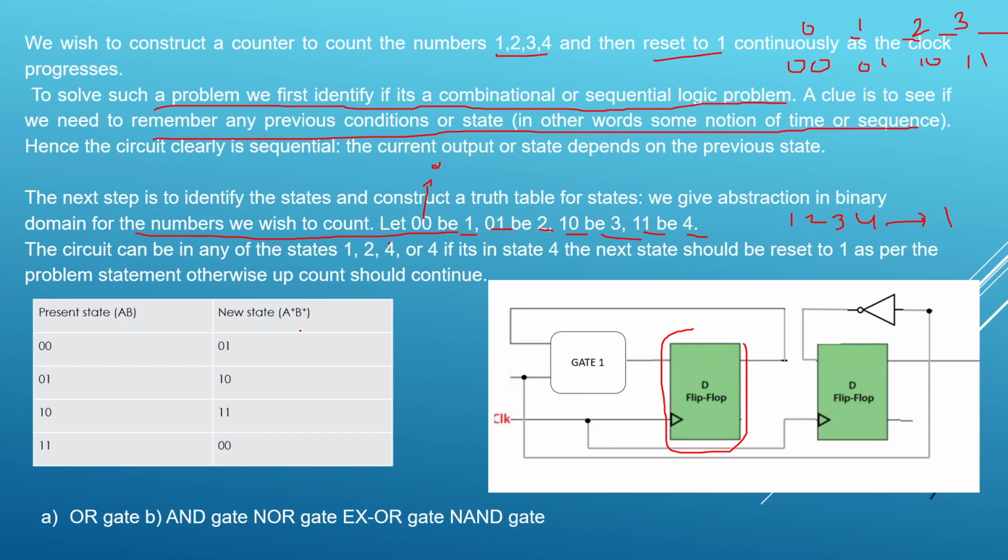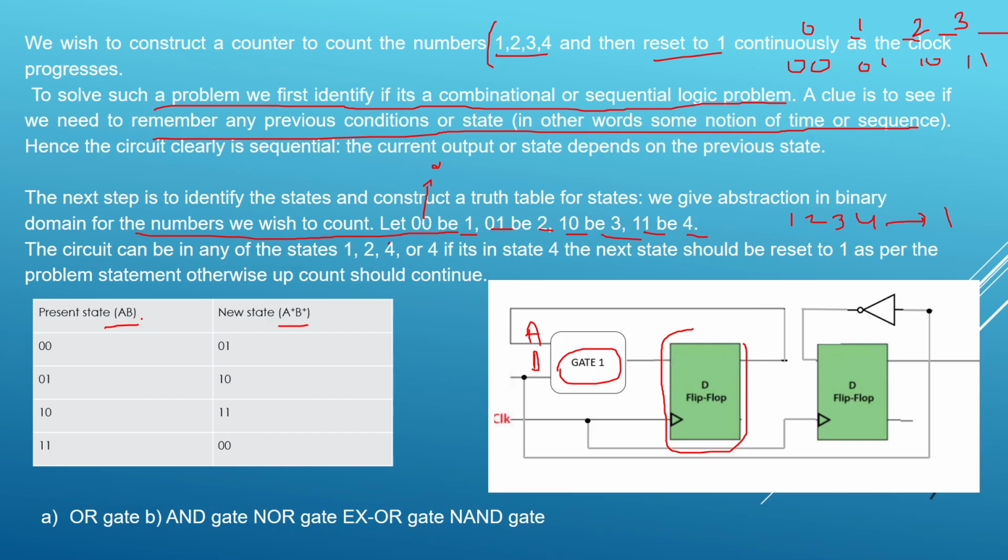This is how the circuit needs to perform. So first we need to make a truth table. The circuit is also given here. What they are asking is: using this circuit, you can make this counter using these D flip flops. What will be the gate which will come inside here? The truth table is given to you. The present state is AB. So what is AB and what is A star B star? Here A is the input to this gate, and the other is B.